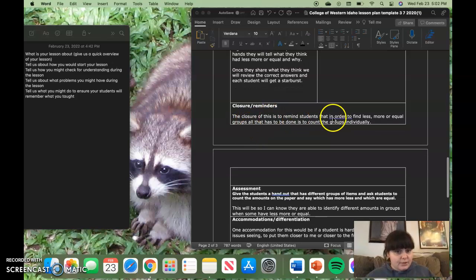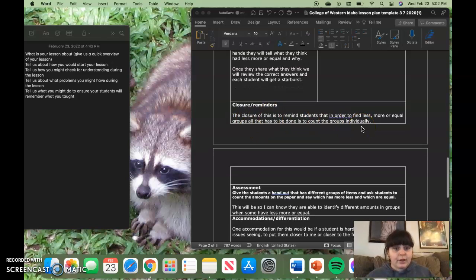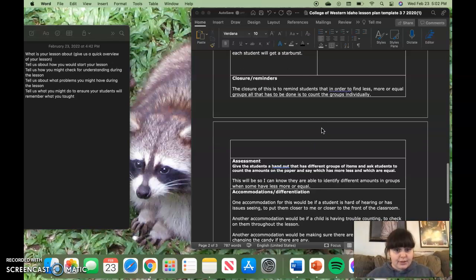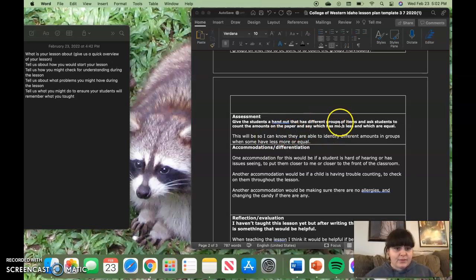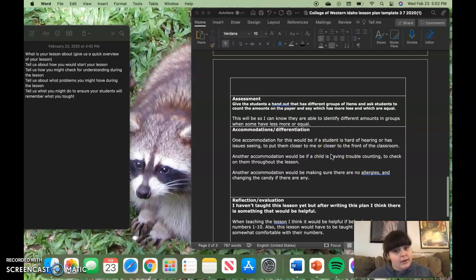The closure of this is to remind students that in order to find less, more, or equal groups, all that has to be done is to count the groups individually. In order to assess students, they will get a handout that has different groups of items and ask students to count the amounts on the paper and say which has more, which has less, which is equal.